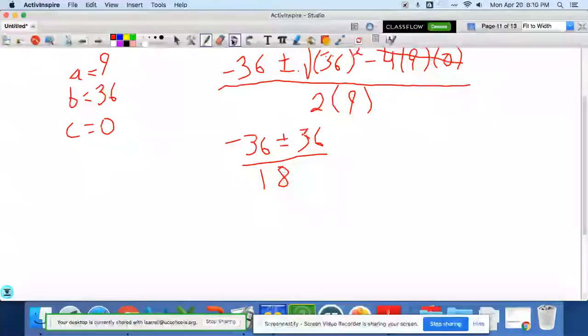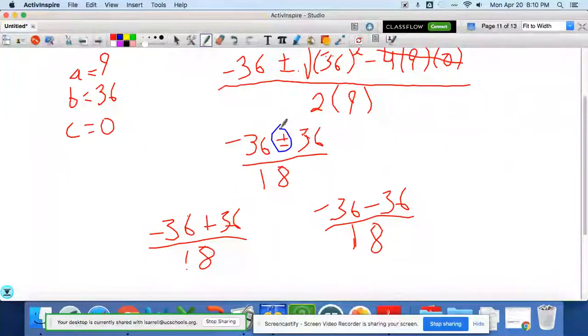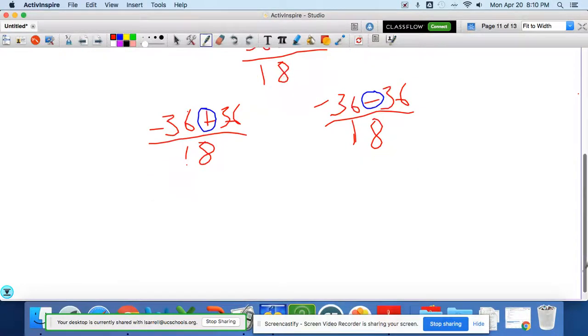Remember, this is where our problem splits. Negative 36 plus 36 over 18, and the other half, negative 36 minus 36 over 18. That's the plus or minus split. We get a plus sign on one, a minus sign on the other. So on the left-hand side, those do cancel out. Negative 36 and positive 36 cancel out to be 0 over 18. 0 divided by anything is just 0. On the right-hand side, we get a negative 72 over 18.